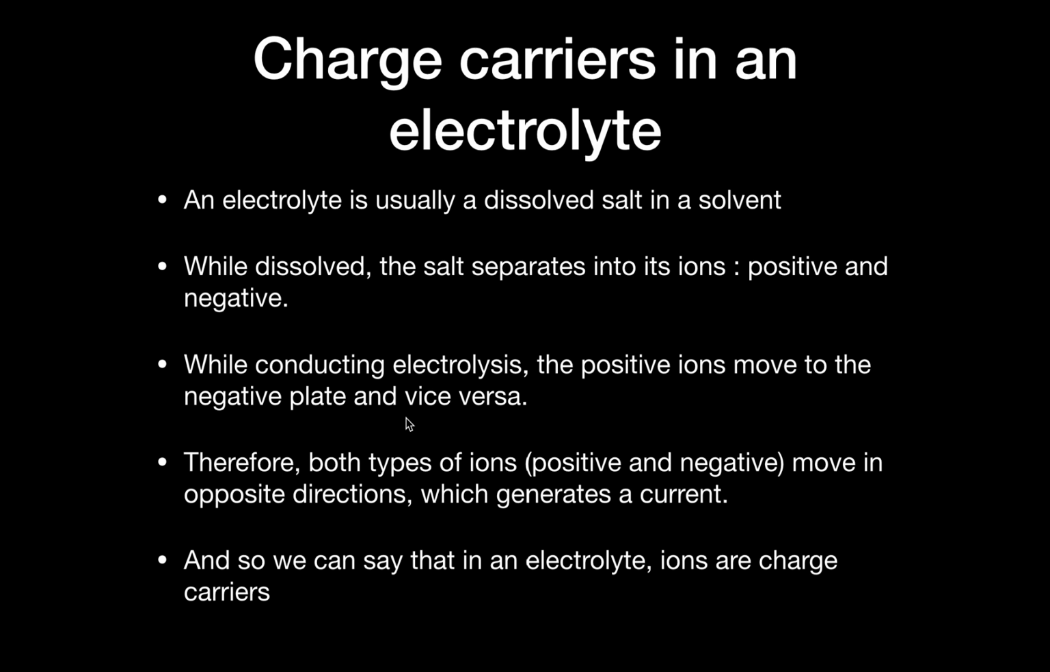So it does not always have to be just the negative ions generating a current. In this case, because they're oppositely charged ions moving in opposite directions, both of these lead to generation of a current. And so we can conclude that in an electrolyte, it is the ions that are charge carriers and generating current. In the metal wire, they're electrons, but in an electrolyte, they are ions.